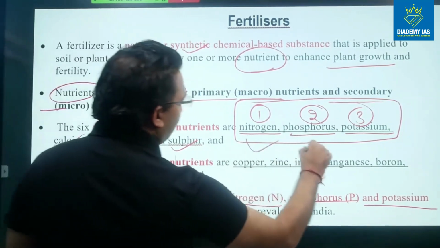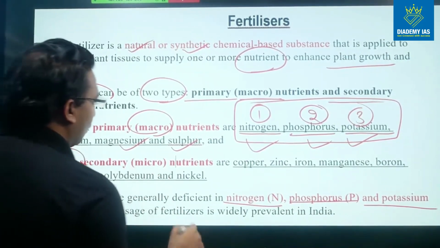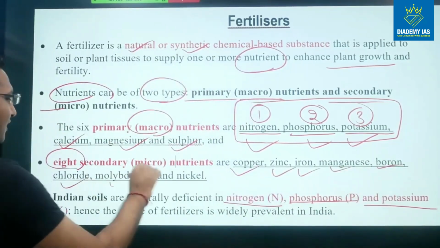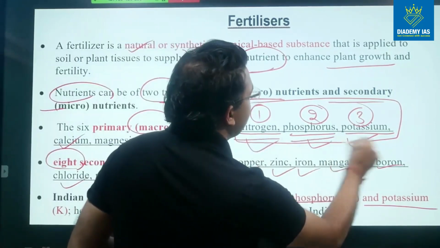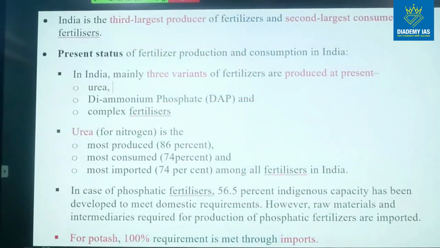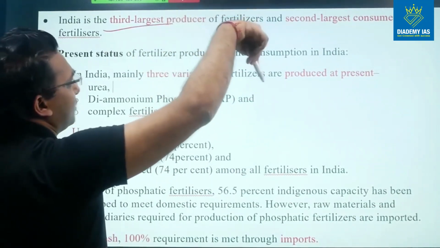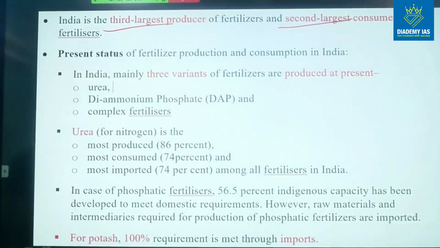So nitrogen, phosphorus और potassium को fulfill करने के लिए हमें बहुत सारा fertilizer use करना होता है. Apart from that, we have 8 secondary or micronutrients which include copper, zinc, iron, manganese, boron, chloride, molybdenum and nickel. So आपको याद क्या रखना है कि nitrogen, phosphorus and potassium, these are the 3 primary macronutrients which are required in the Indian soil. India is the third largest producer of fertilizer. Fertilizer में हमारी third largest production है, second largest consumer of the fertilizer. Third largest producer है और second largest consumer है.